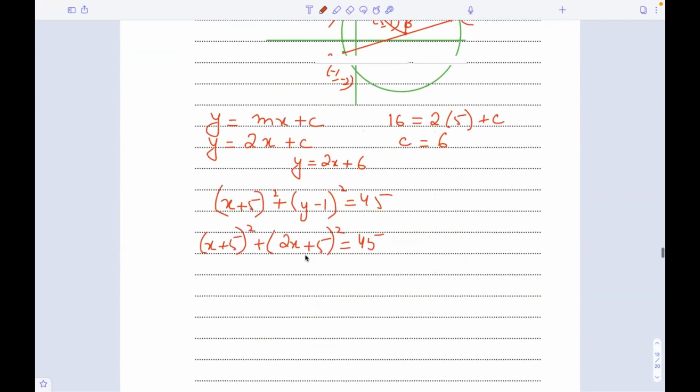And this was x minus 5. So let's correct this as well. So this would be x minus 5.